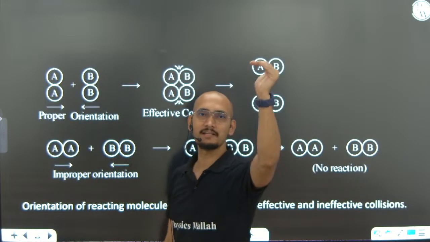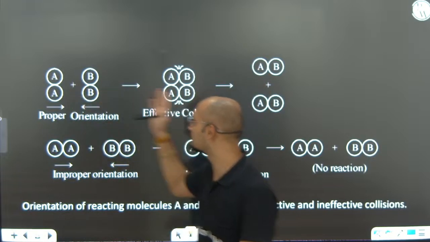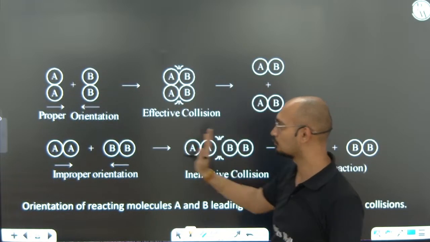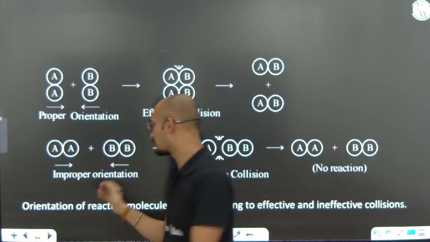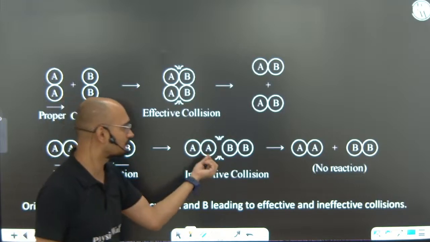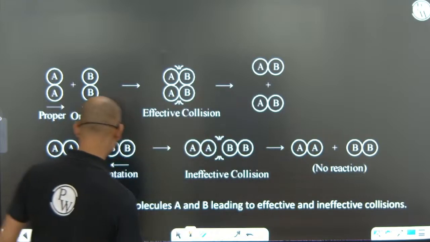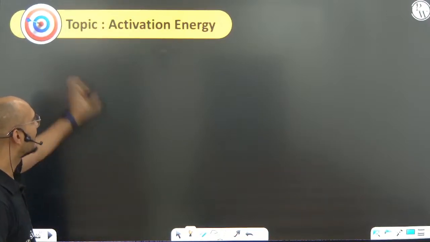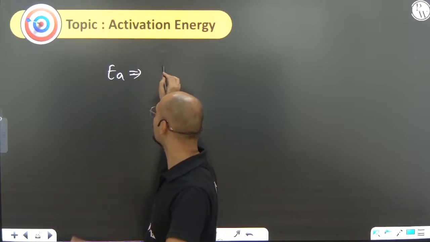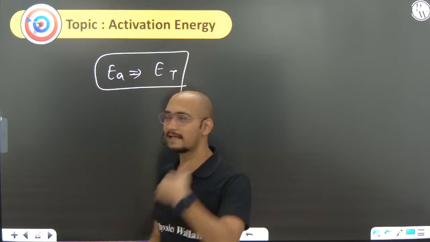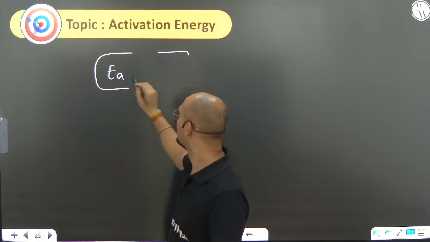They should have energy more than or equal to threshold energy. Second thing, they should collide in such a manner that they give the product. So it is proper orientation. Proper orientation will give effective collision. If improper orientation is there, ineffective collision will occur and they will again get detached. What is activation energy? Activation energy is the minimum energy required to make the reactant molecules' energy equal to the threshold energy.